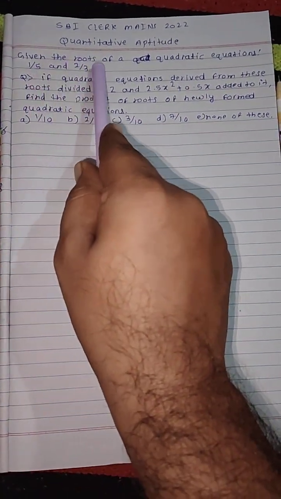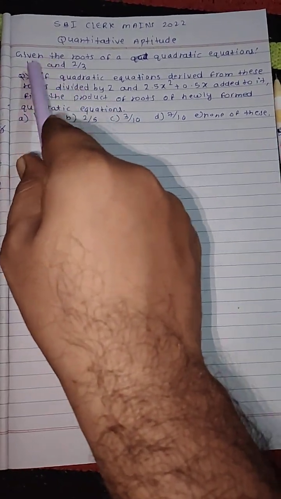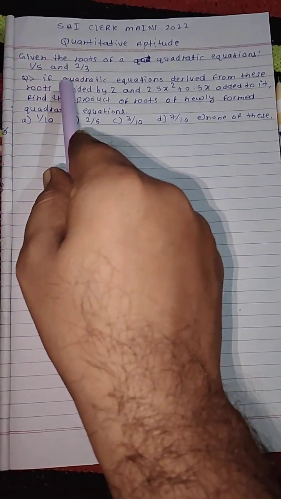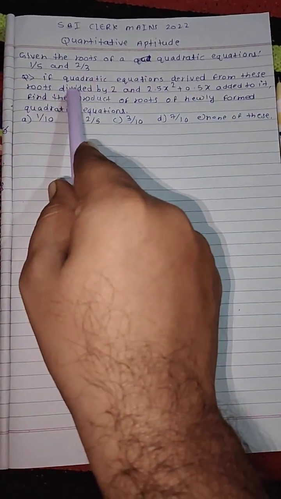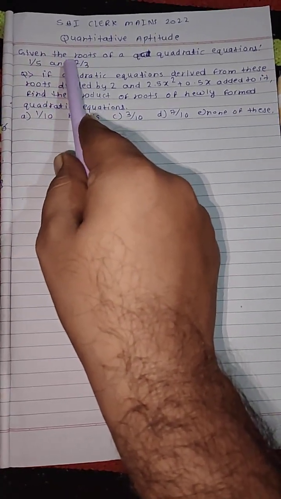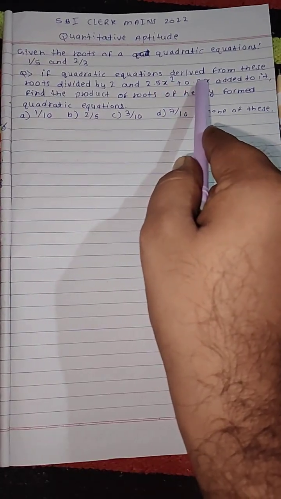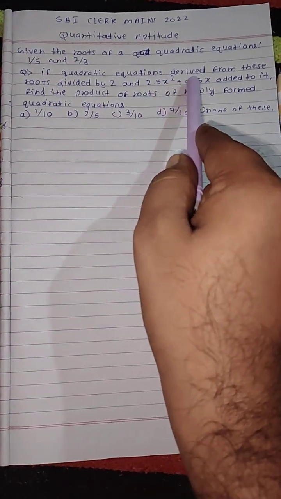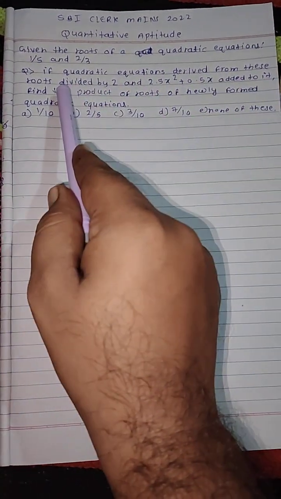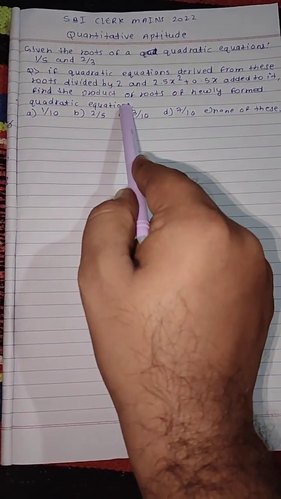So 1 by 5 and 2 by 3 roots are given, and we need to find the quadratic equation from these two roots. Whichever quadratic equation we get from these two roots, we need to divide by 2, and add 2.5x square plus 0.5x to it, and then find the product of the roots of the newly formed quadratic equation.